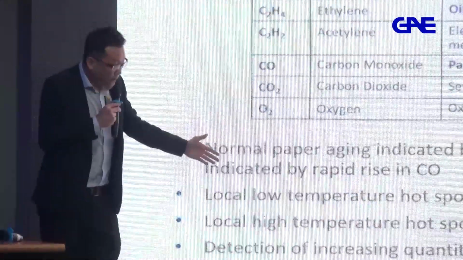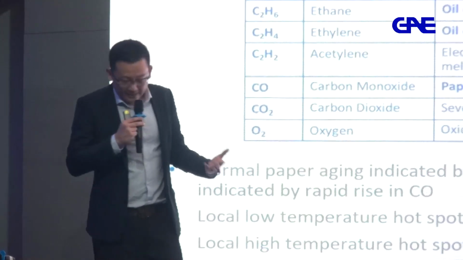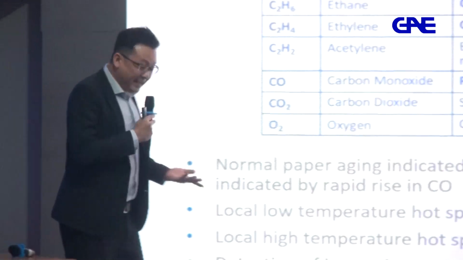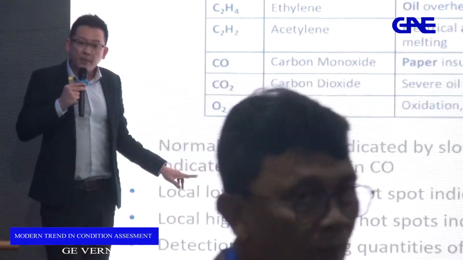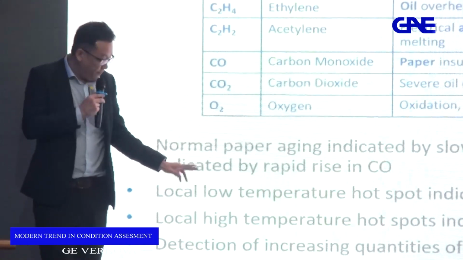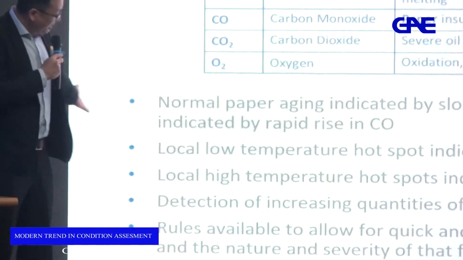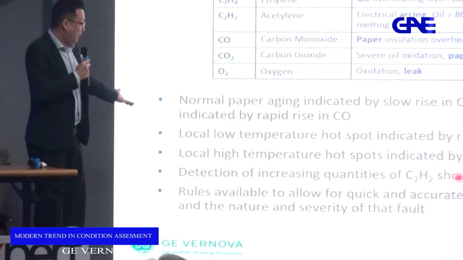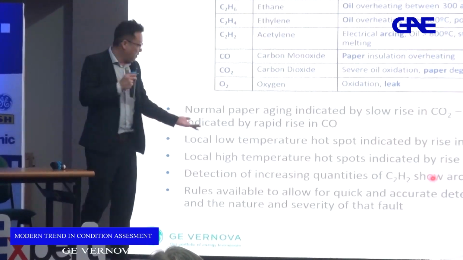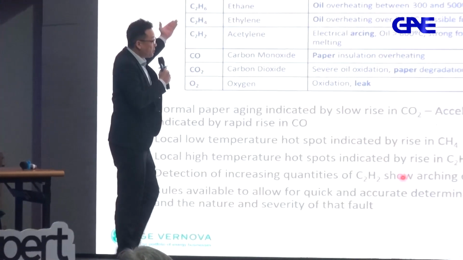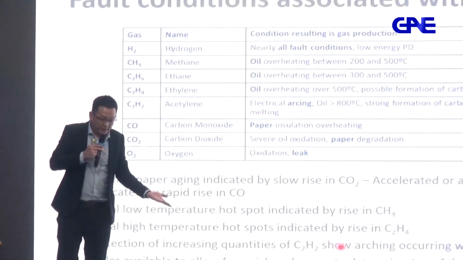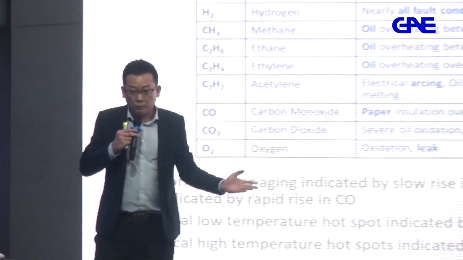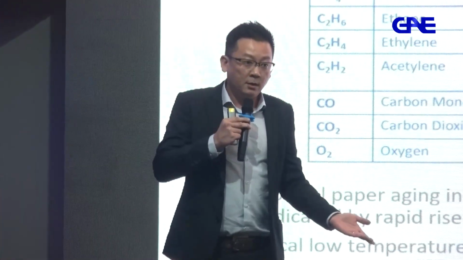Normal paper aging is indicated by a slow rise in carbon dioxide. But if you see acceleration of aging, it will be indicated by a rapid rise in carbon monoxide. Low temperature hotspot will be indicated by methane. When you see a rise in methane, you realize that probably the oil itself is heated up to 200 to 500 degrees Celsius. But of course, all this is common, it is normal.